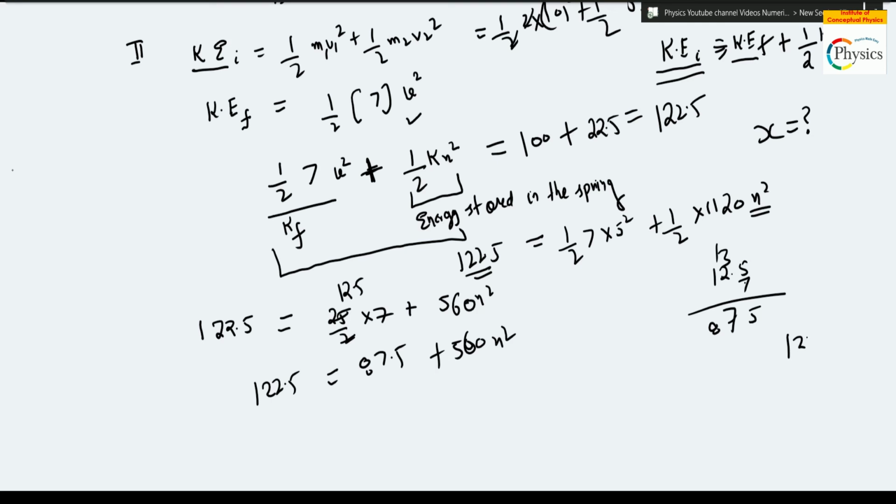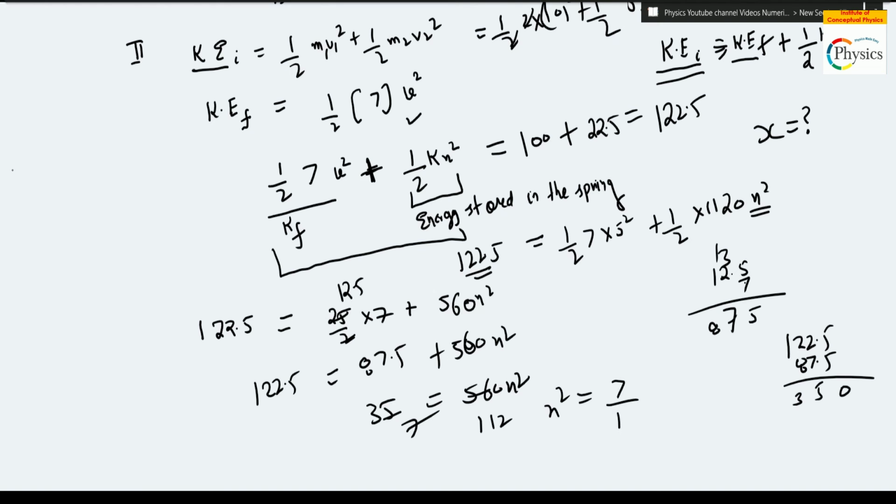And we can subtract 122.5 minus 87.5, and this is 35, right? So 35 is equal to 560 x square. 5 sevens are 35, 5 ones are 1. So x square is equal to 7 by 112, and x is equal to square root of 7 by 112 meters. So this is the compression you got. I hope this made sense to you.